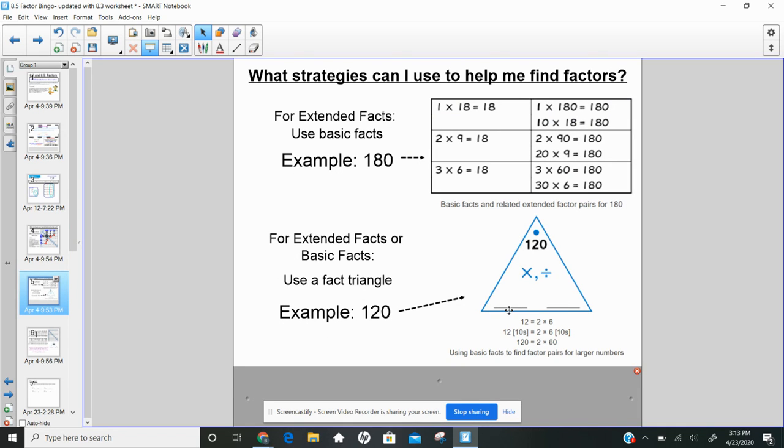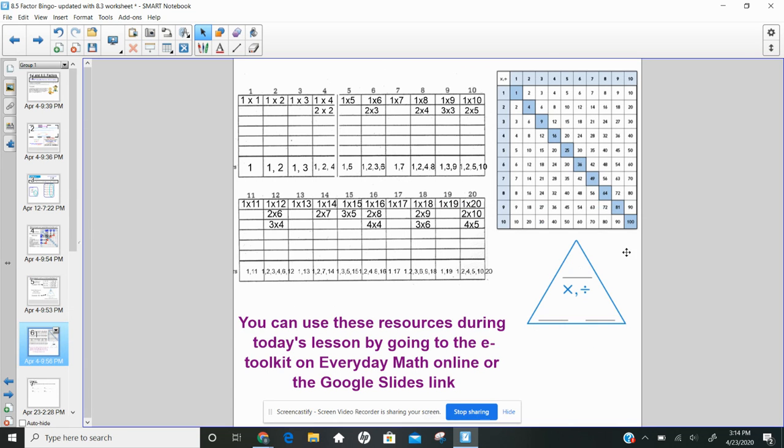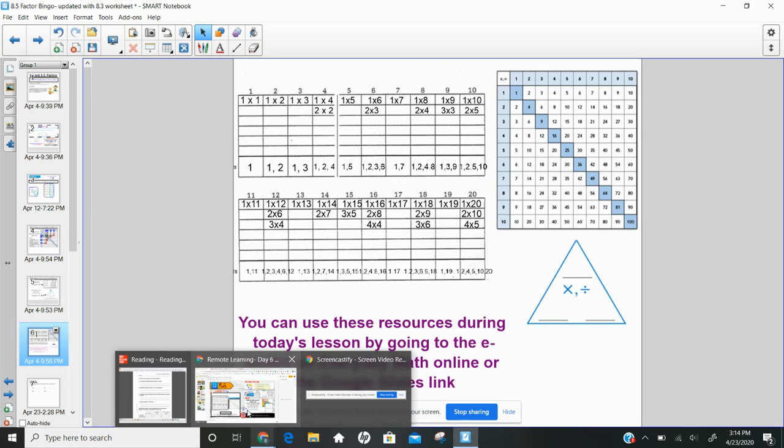And again, that can be used for your basic fact, like 2 times 6 is 12, or you can bump it up and do like 2 times 60 equals 120. Okay, you're going to be able to use all of these resources today. I've also written them down for you for 1 through 20, just to make it a little bit easier for you to use.